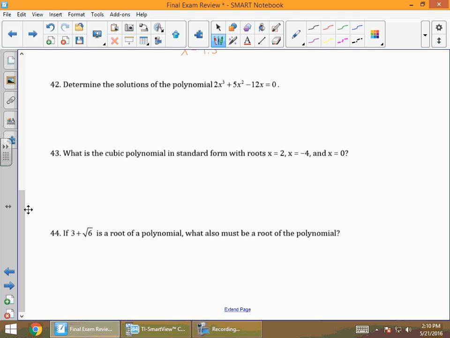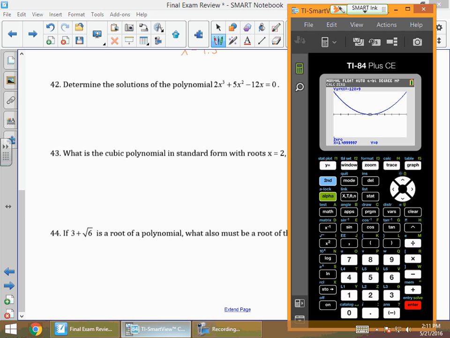Number 42, determine the solutions to the polynomial. So again, I'm just going to put this thing right into the calculator. Y equals 2x to the third plus 5x squared minus 12x. And take a look at the graph.